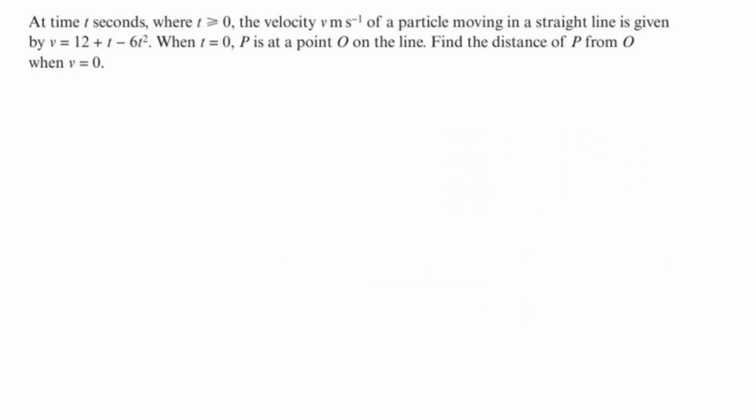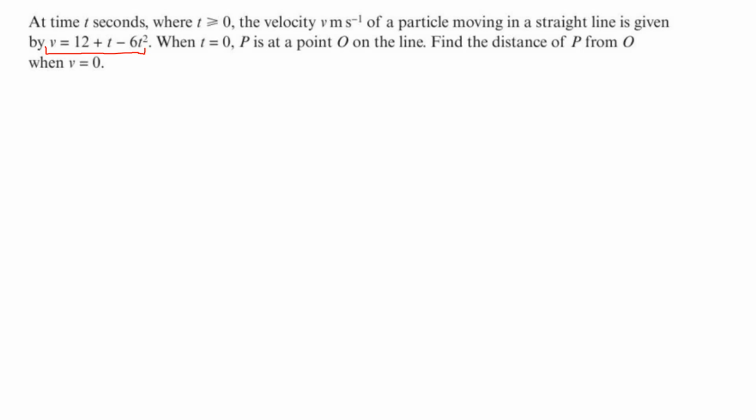Now let's look at this one. At t greater than 0, the velocity is this, right? We're told that when t equals 0, p is at the origin. So find the distance between p and o when v is 0.